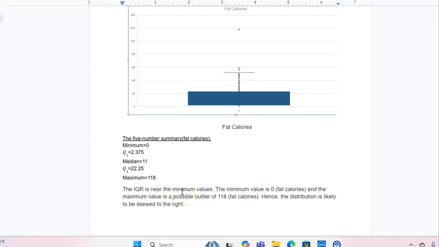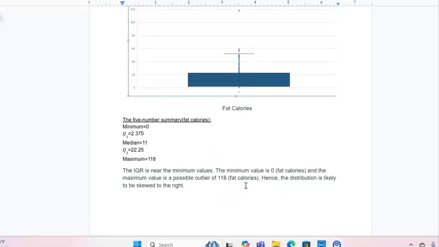The IQR is near the minimum values. The minimum value is going to be 0 fat calorie units. And then the maximum value is going to be the outlier of 118 fat calorie units. Because the IQR is more towards the minimum, that means that the distribution is more likely skewed to the right.